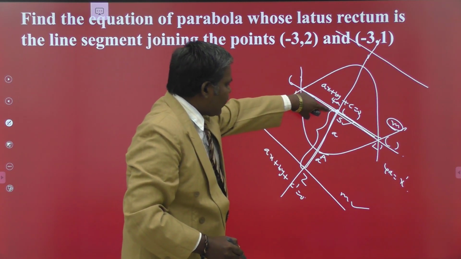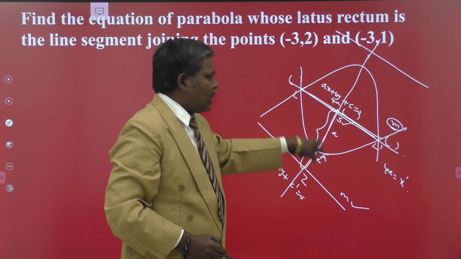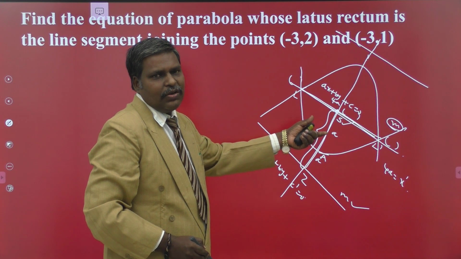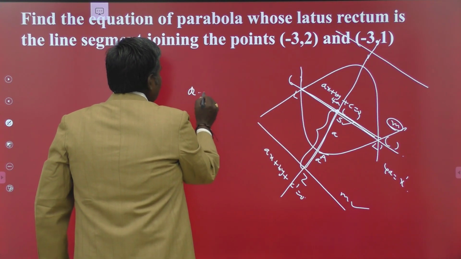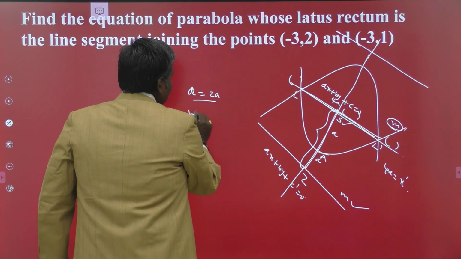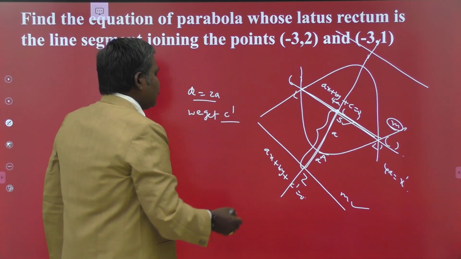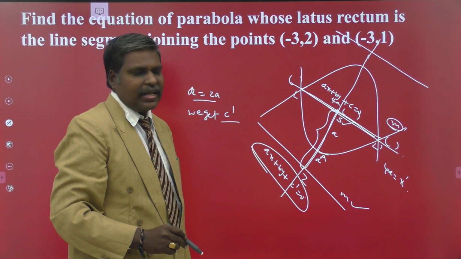So by equating the perpendicular distance from the point to this line to 2a, already you know the distance LL dash is 4a. If you halve it, you get the value of 2a. So equate this perpendicular distance d to 2a. We get c dash, which means we obtain the equation of the directrix.